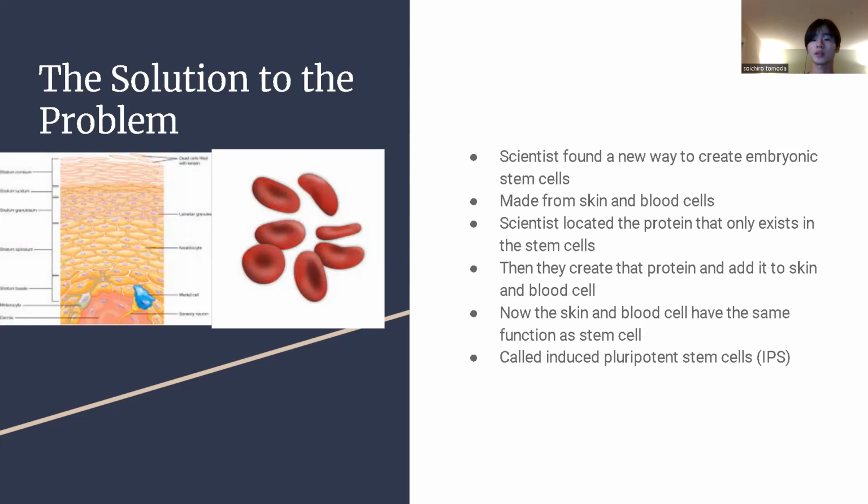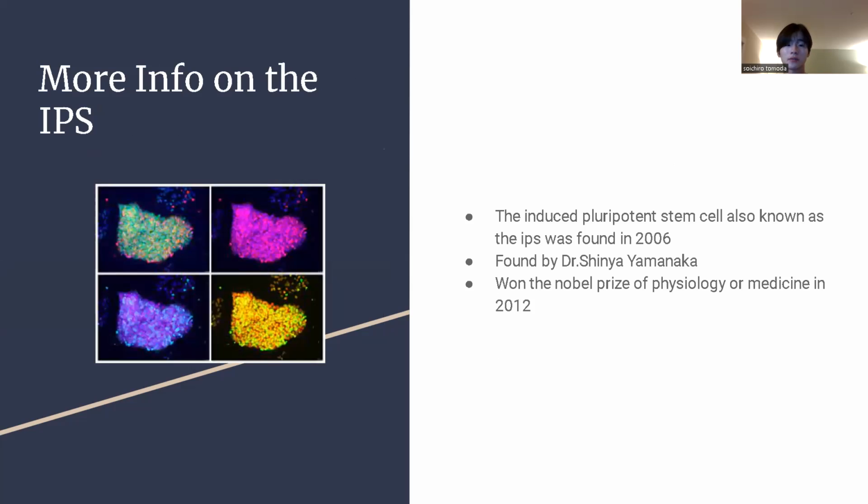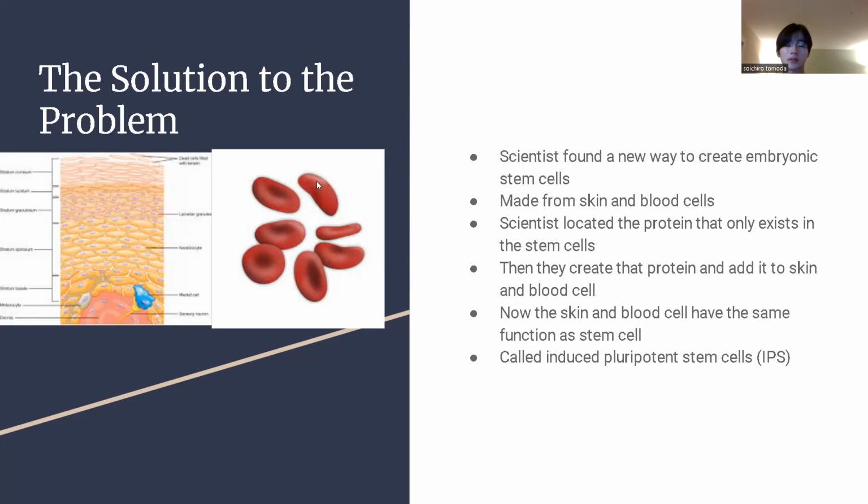So what they first did is scientists located the protein that only exists in the stem cells, and then they created that protein, and then they introduced and added it into the skin and blood cell. So now the skin and blood cell has the same function as the stem cell and can turn into other cells. And this new stem cell is called induced pluripotent stem cells, which is also known as IPS. Oh yeah, and this is a picture of a blood cell and skin cell.